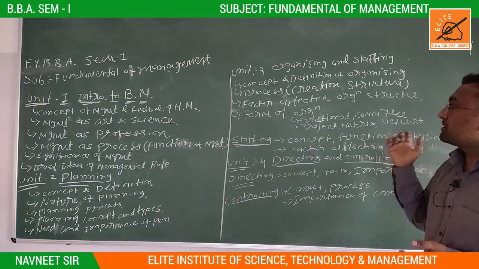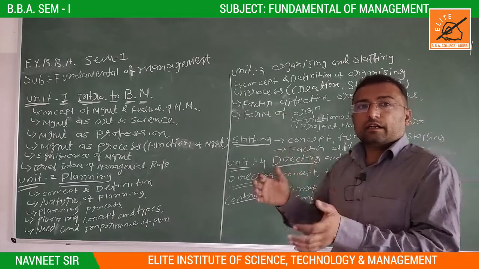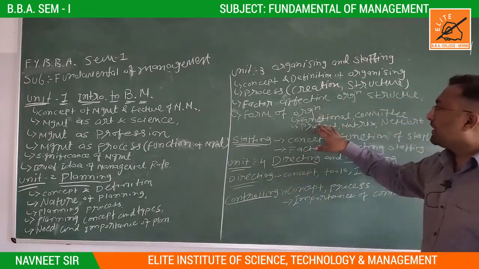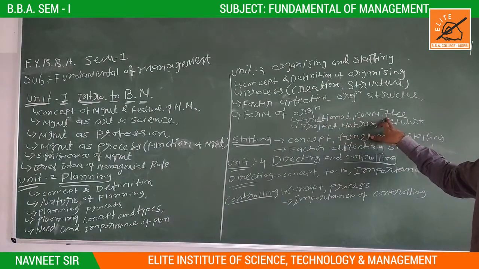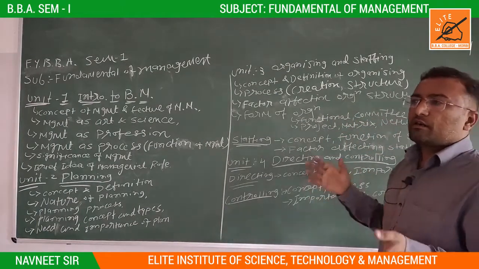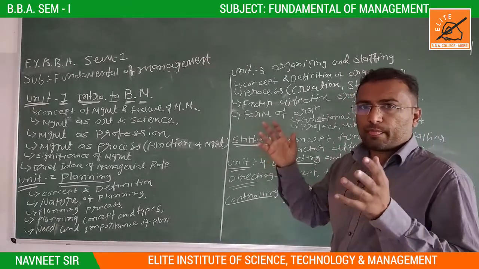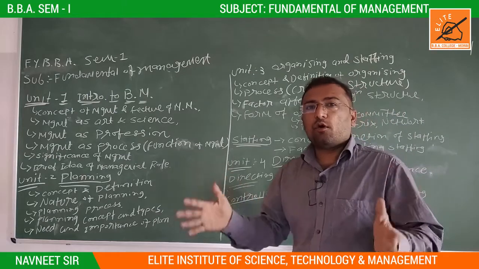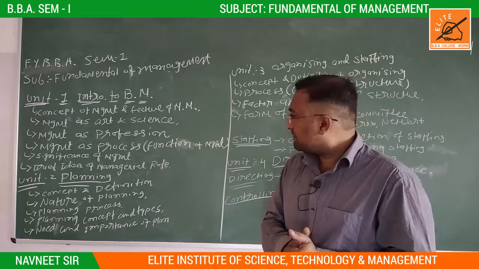Then forms of organization. What kinds of forms are available in an organization? Functional, committee, project, matrix, network. These are the different types of structures or forms that we can form in an organization.